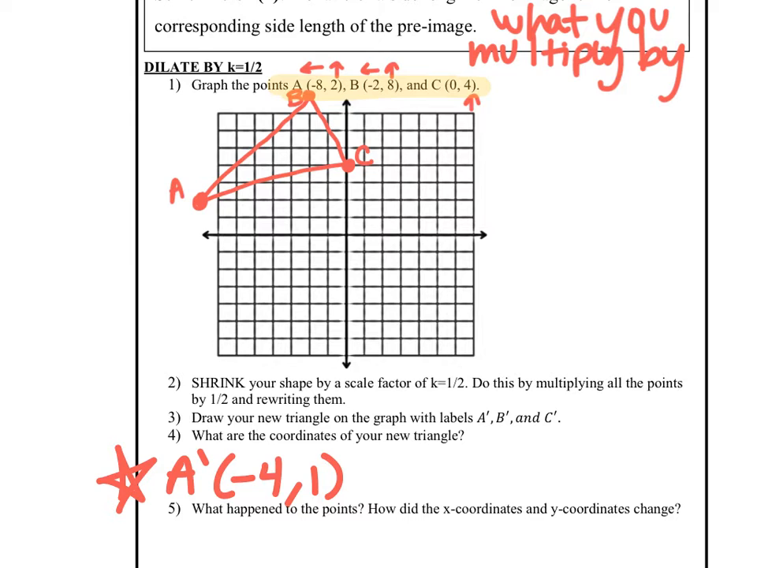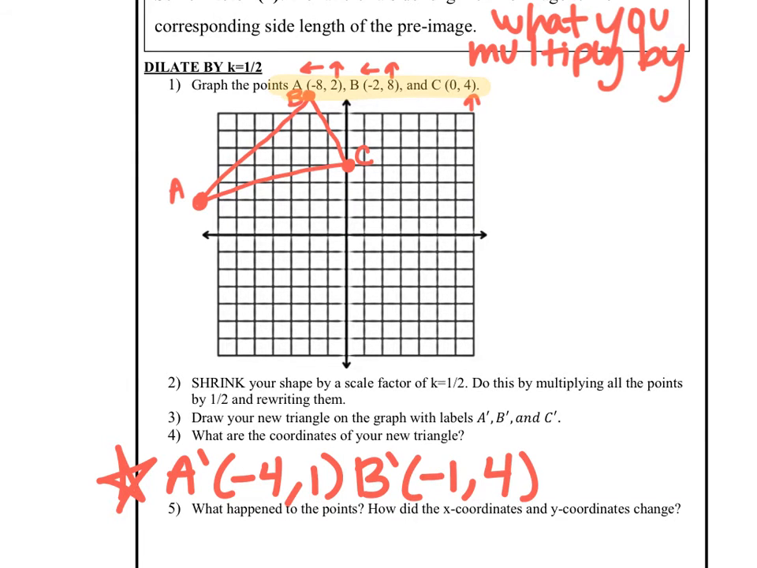Okay, B prime then. B prime. We multiply -2, 8 by 1/2. Let's see. Alice, what would my x coordinate be? -1. Yep. Jovi, what would my y coordinate be? 4. Yeah, because 8 divided by 2, or 8 times 1/2.